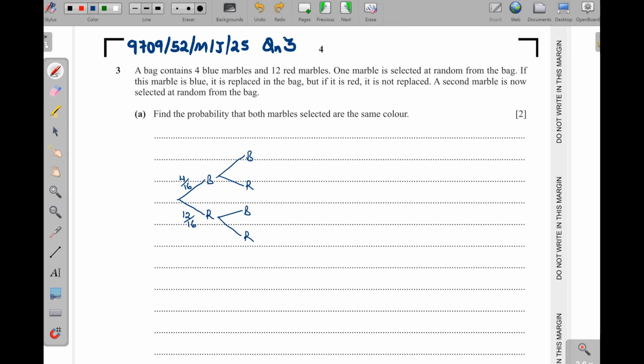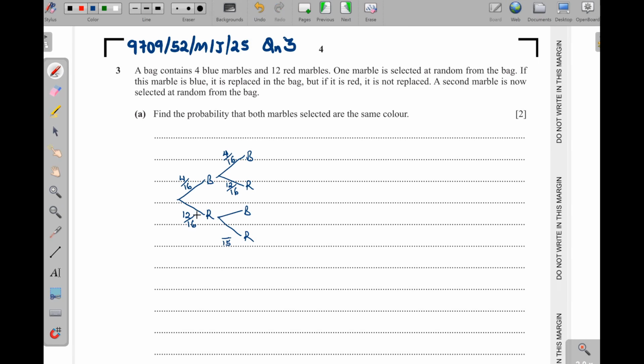That means the blue marbles are still 4. So the probability of picking a blue marble from there is still 4 out of 16. The same for red. Red is going to be 12 out of 16. Now, they say that if it is red, it is not replaced. That means we have taken out the red. The totals are now 15.